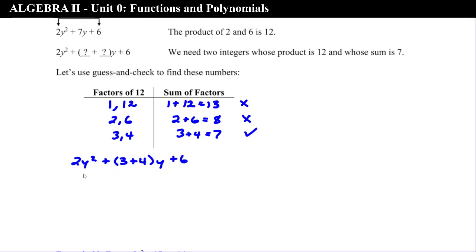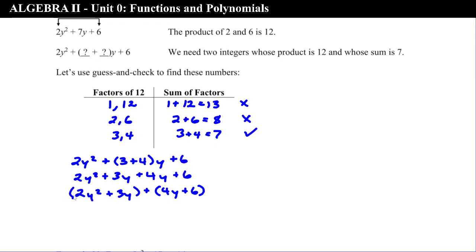Okay? And then we're going to break that apart. We'll distribute out the y. So we've got plus 3y, plus 4y, plus 6. Then we're going to group the terms. So we're going to group the first two terms and the second two terms. And we're going to factor the first two, and then we'll factor the second two, which is called factoring by grouping. Okay? So let me write that step where we group these things, just so you can clearly see what's happening. We're grouping these terms together.